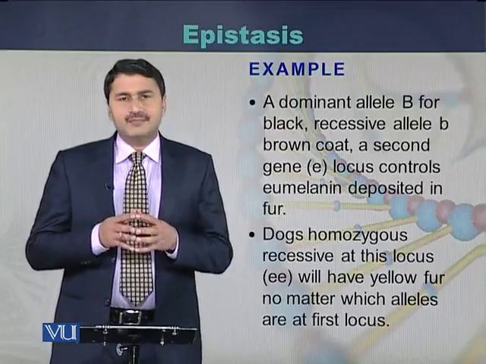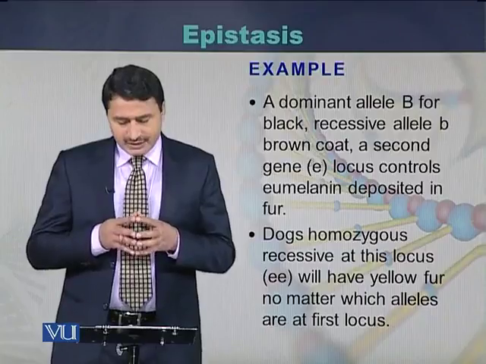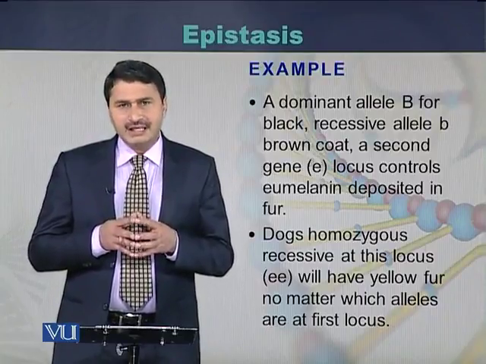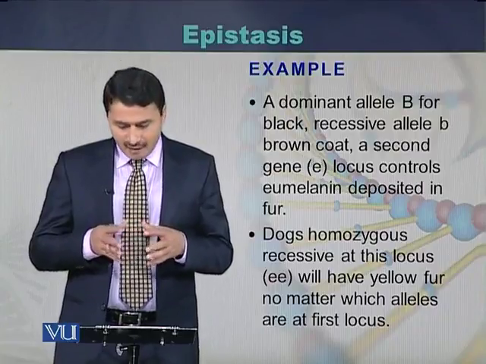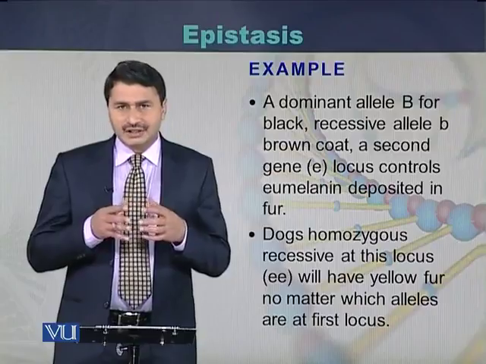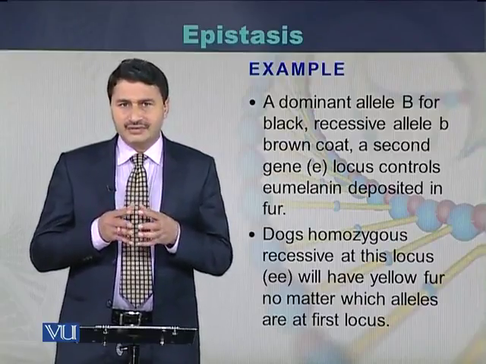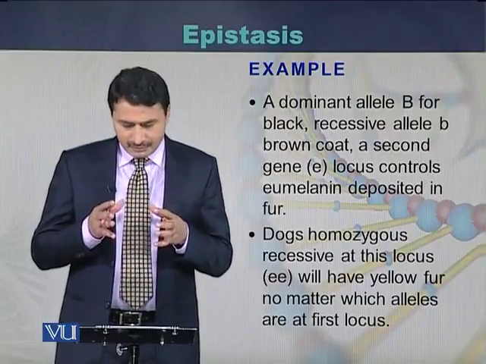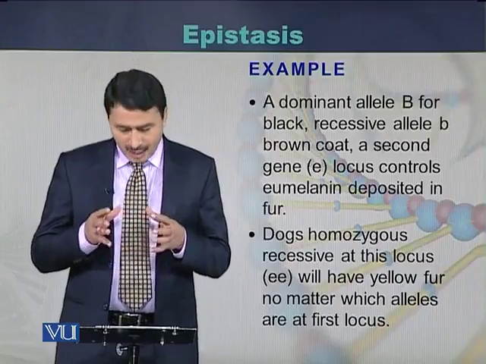If we take the example of these dogs, there is a dominant allele that is represented by B. If this allele is present, the fur color will be black, while if the alternative allele of this gene, which is recessive, is present, then the color of the coat of the dogs will be brown.